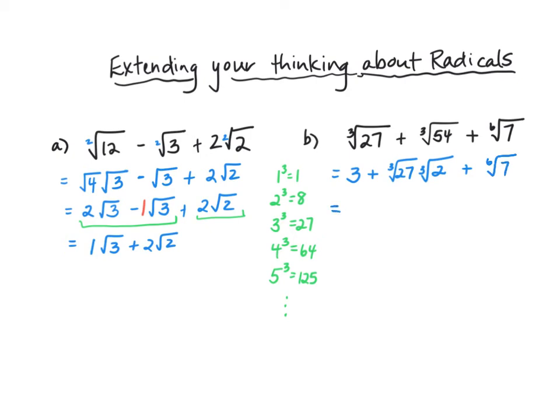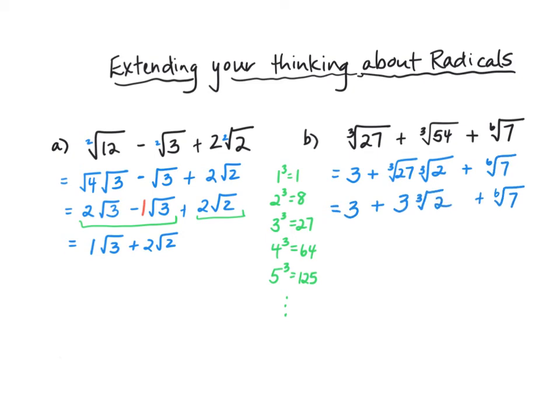Let's do one more line here. I'm going to copy down the 3. I'm going to copy down the 6th root of 7. And now I'm going to try to simplify these cubed roots. So the cubed root of 27 is going to give me 3, just like it did before, and I'm going to be left with the cubed root of 2.